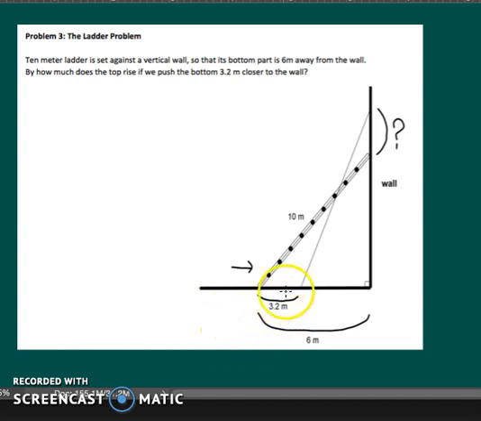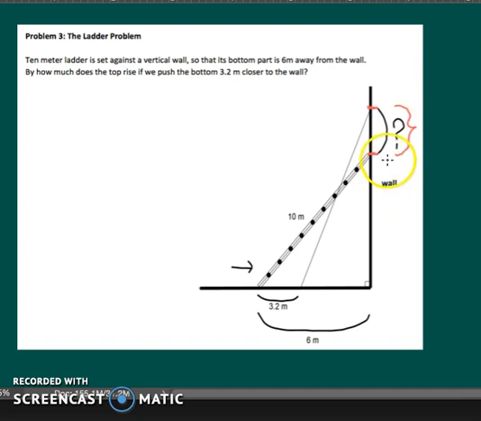Alright, so here we have a ladder that is 10 meters tall, and we have to find out how far the ladder shifts up the wall when you move it closer to the wall. So this is the distance that we're trying to find here. This distance here.